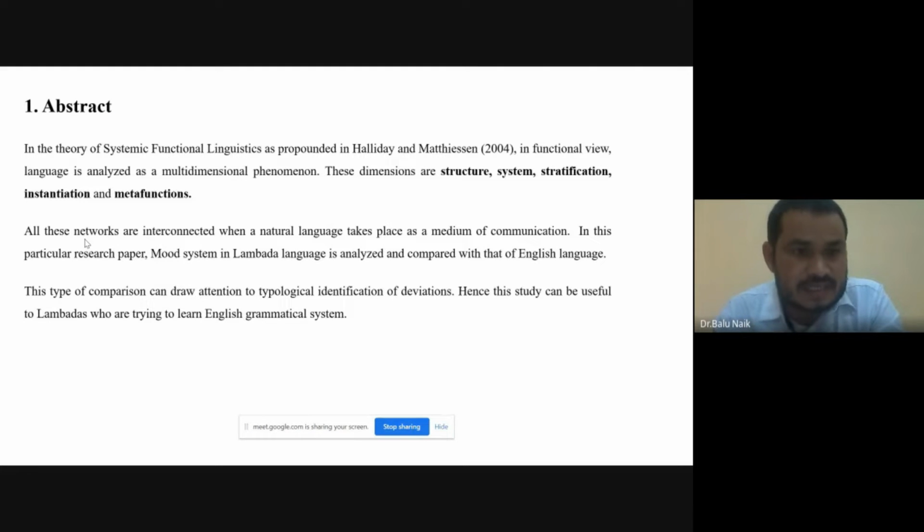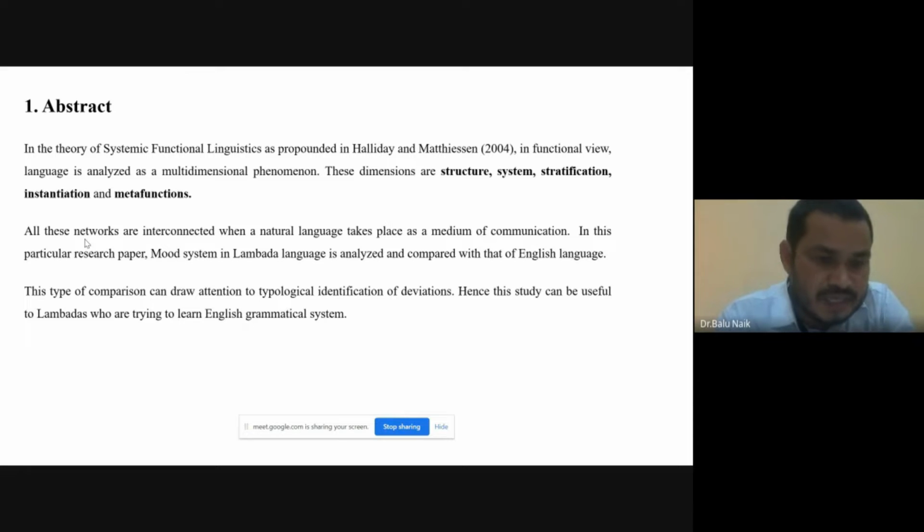Before I start, I compare this system with the SFL theory introduced in 2004 by Halliday and Matthiessen. In functional view, a language is analyzed as a multi-dimensional phenomenon. These dimensions are structure, system, stratification, instantiation, metafunction. All these networks are interconnected, with natural language taking place as the medium of communication.